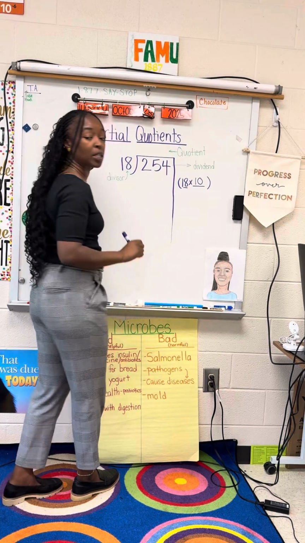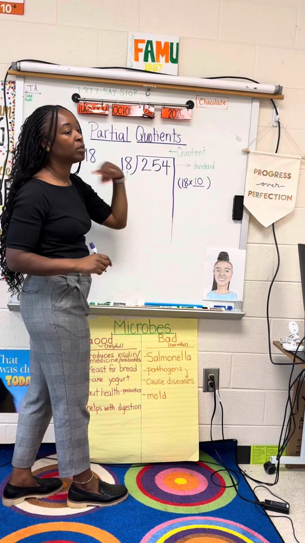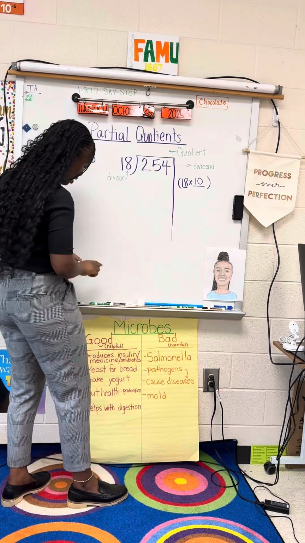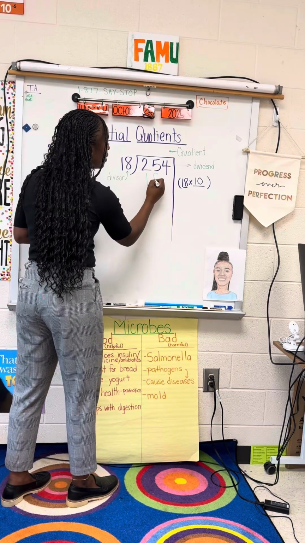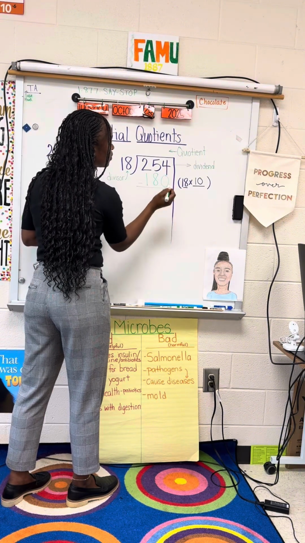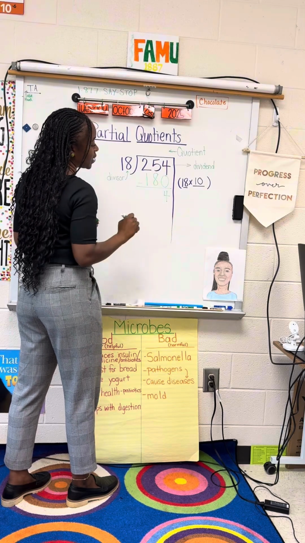18 times 10, we know the secret where we cover up the zero. You do 18 times 1, which gives you 18. Add that zero back on there, and you have 180. So I'm going to write 180 here under the 254, and then we're going to subtract that. 4 minus 0 is 4. 5 minus 8, can't do that.